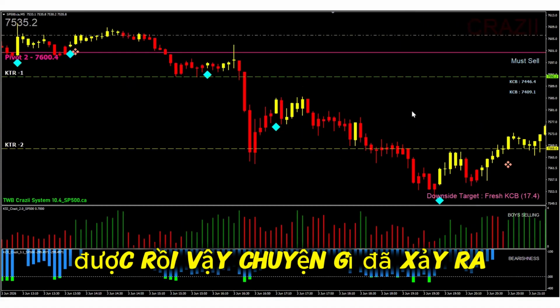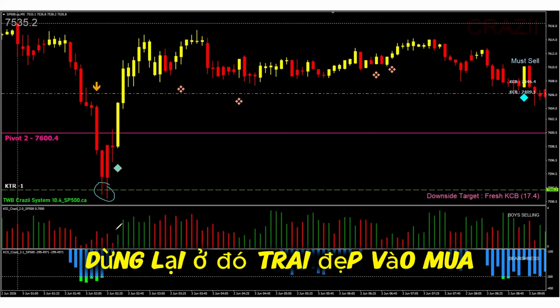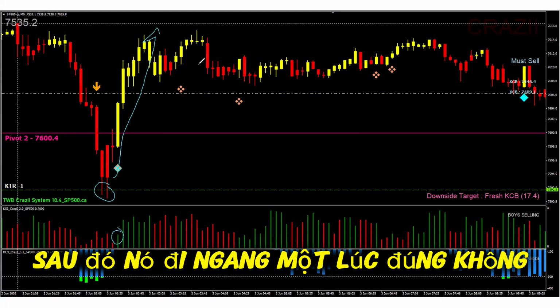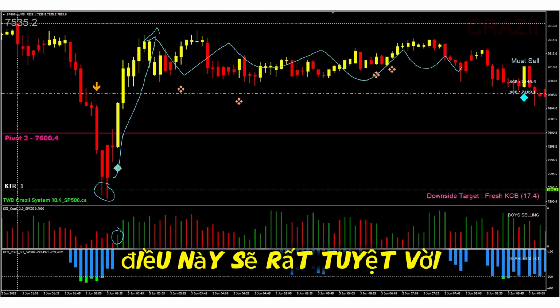All right, so what happened? You can see that the S&P 500 came down to KTR -1 and stopped there beautifully. Buyers came in to buy. It pushed it up all the way towards the OP level. Then after that, it went sideways for a while. So everybody take a look at this. This is going to be very awesome.